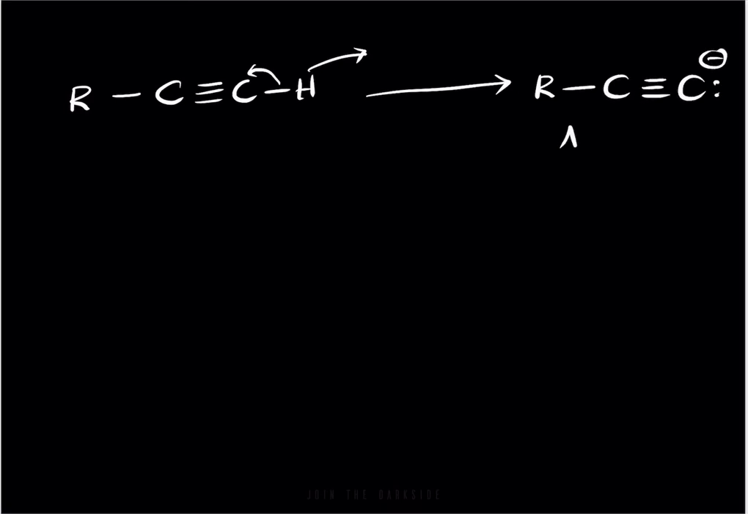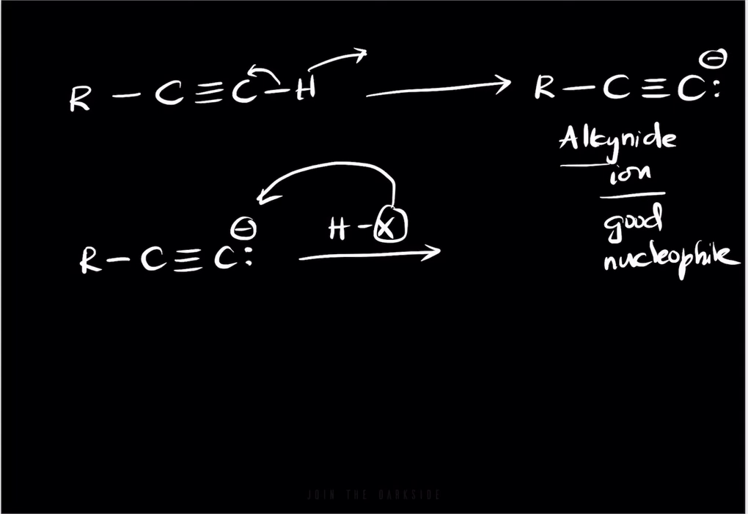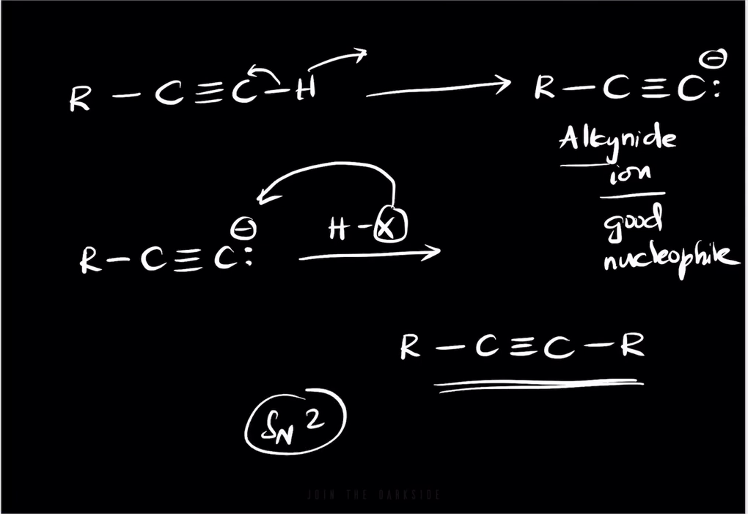This is an alkynide ion. This alkynide ion is generally a good nucleophile. If you mix the alkynide ion with R–X, the carbon attaches itself to R, resulting in R–C≡C–R. This is an SN2 reaction.